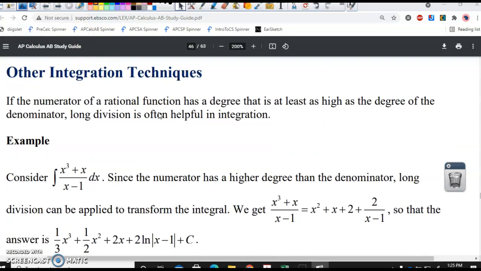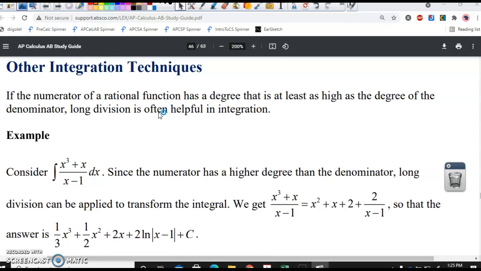All right, other integration techniques. Oh, this is so important. I could see them having one of these for you to worry about.